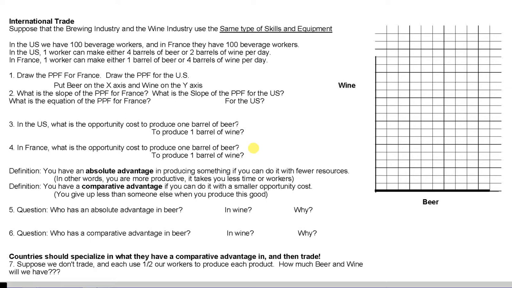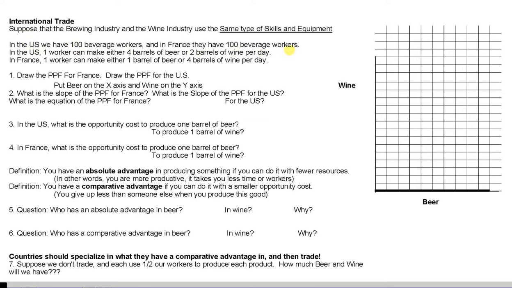So let's look at an example here to get us started. Let's use as an example the adult beverage industry. And let's suppose that there are two countries, to keep things simple. We'll look at two countries, the United States and France. And let's suppose in the United States, just to keep this example simple, we have 100 people who work in this beverage industry, and same thing in France.